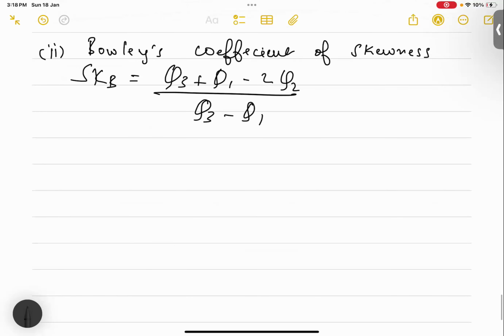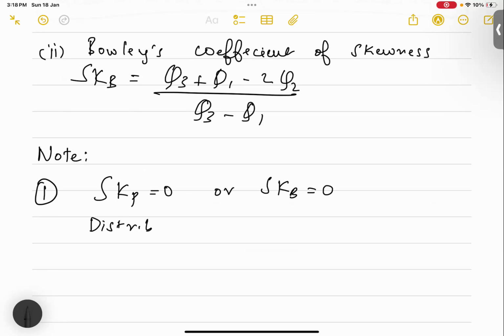Note. First note. SKP equal to 0 or SKB equal to 0, the distribution is symmetric or symmetrical. That means there is no skewness at all. Zero skewness.